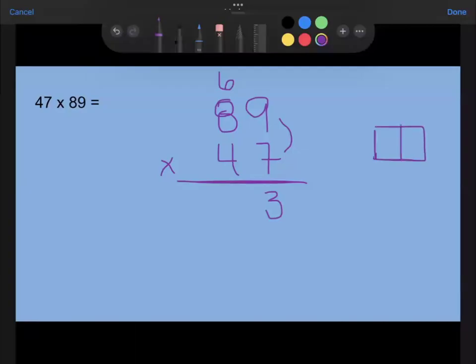Let's draw it like this. Let's say you get a 2-digit answer. The number in the ones place goes down, and the number in the tens place goes up and gets regrouped to the next place value. That's what that looks like.